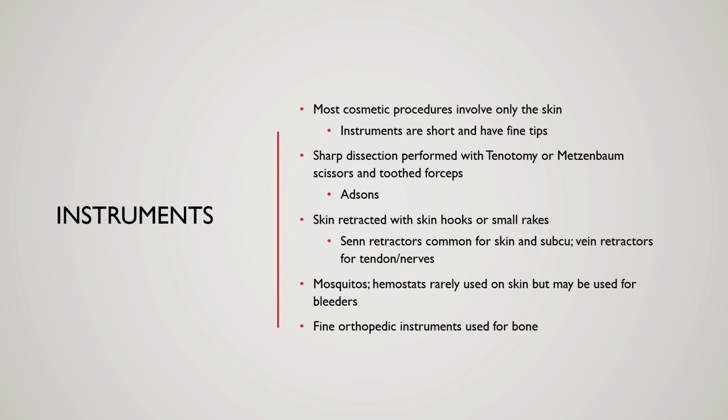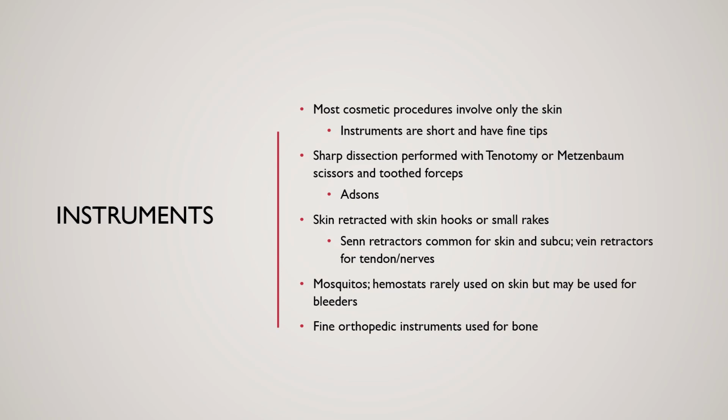All right, instruments used for plastic surgery, most cosmetic procedures only involve the skin. So our instruments for plastics are going to be short and have very fine tips. Sharp dissection for these is normally performed with tenotomy or Metzenbaum scissors, and fine-toothed forceps such as Adsons. Skin retraction is usually going to be done with skin hooks or small rakes.